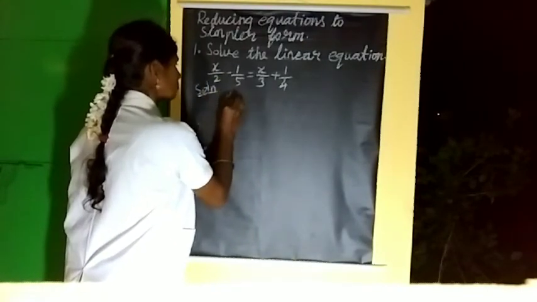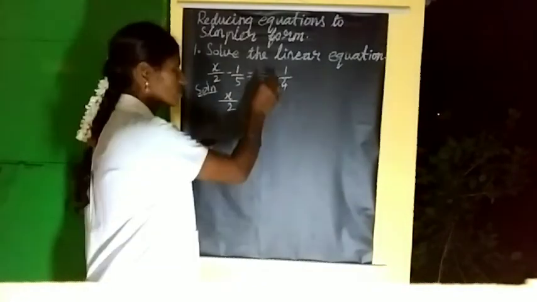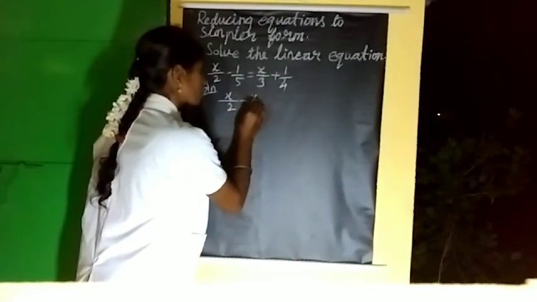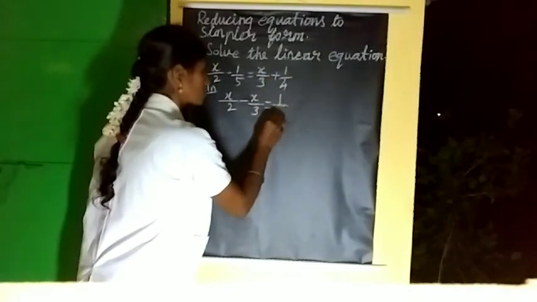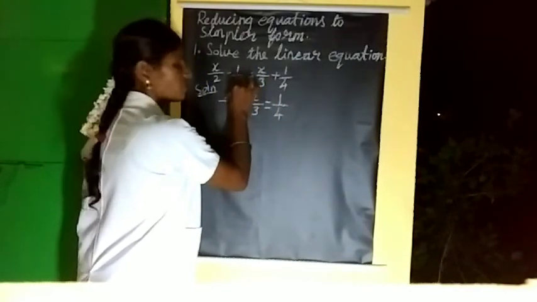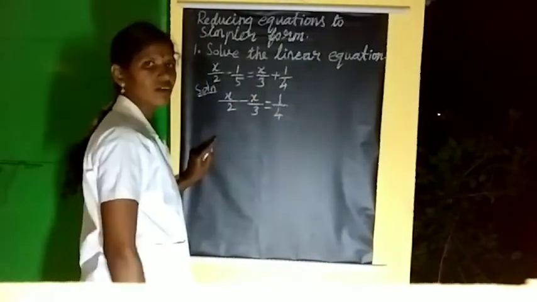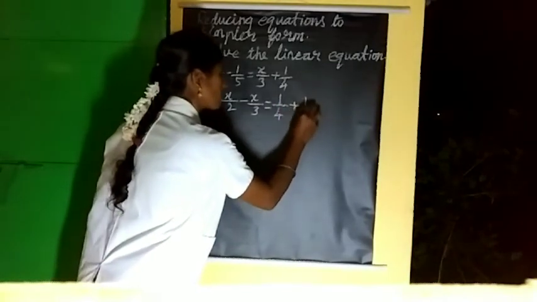x by 2. Here we have x by 3. This transposes to the LHS: minus x by 3 is equal to. Here we have 1 by 4. Here minus 1 by 5 transposes to the RHS. This minus 1 by 5 in the RHS becomes plus 1 by 5.